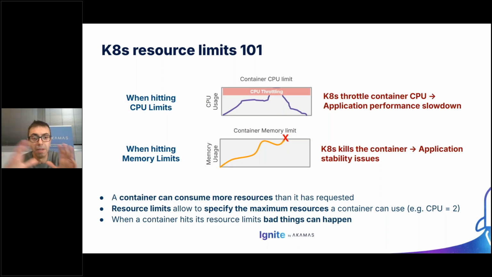CPU is considered a compressible resource, so when a pod reaches the CPU limit, it gets throttled. This means access to the CPU will be slowed down, and you will start to experience application performance issues. On the memory side, it's not about slowing down, it's about being killed by Kubernetes. When the memory usage goes up to the limit, Kubernetes will kill the container, and that can create stability issues.